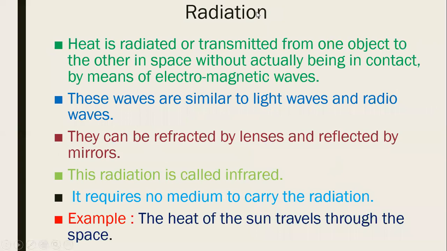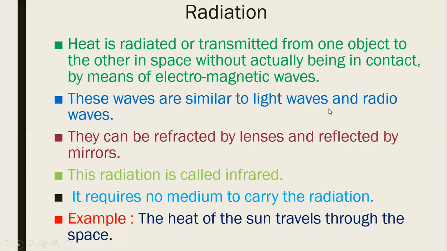Next one is radiation. Heat is radiated or transmitted from one object to another in space, without actually being in contact, by means of electromagnetic waves. So when heat is transmitted through electromagnetic waves, it is known as radiation. The best example is heat from the sun traveling through space. In between the sun and the earth there is a vacuum region with no air, but heat is transferred from the sun to our body or the earth through electromagnetic waves. That is known as radiation.